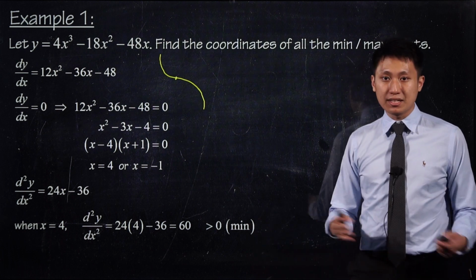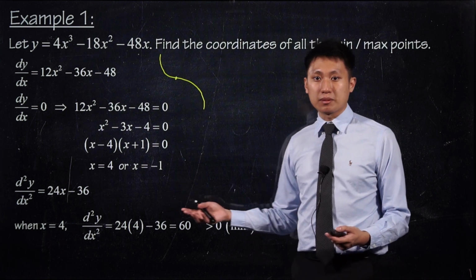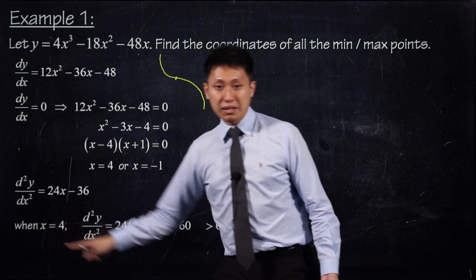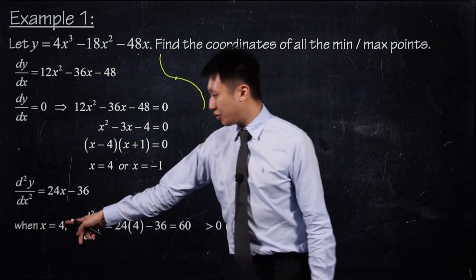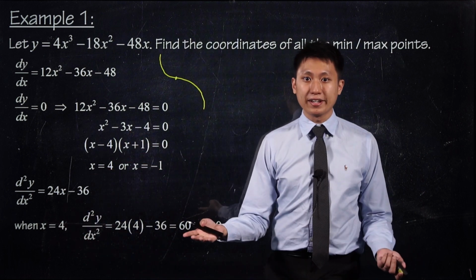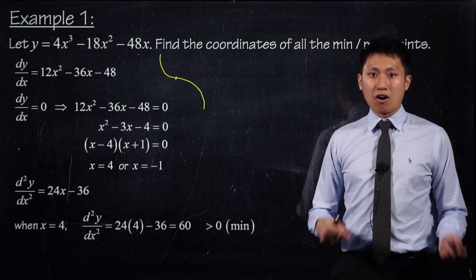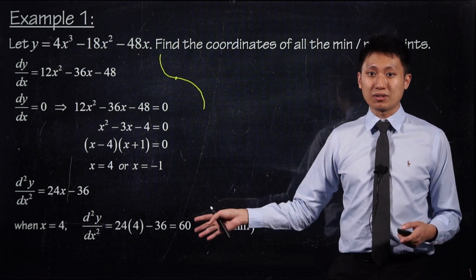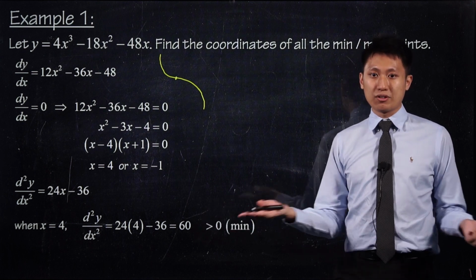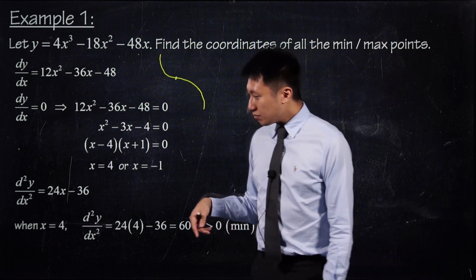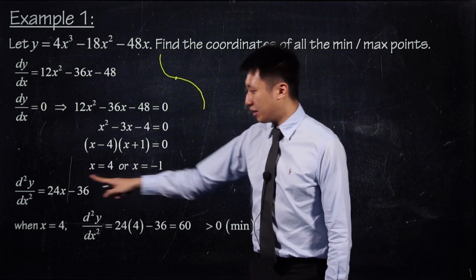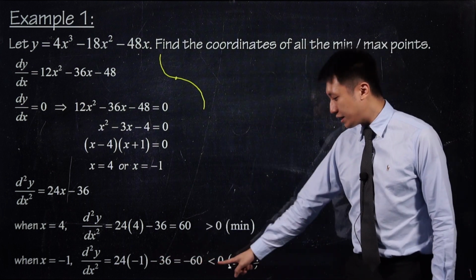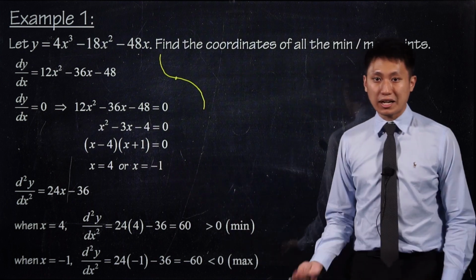Bigger than 0 is minimum. Less than 0 is maximum. If this one is a minimum, it tells you that this is a minimum point, and then you can say that x equals 4 is a turning point already. Normally your teacher won't be so rigorous about this, but I'm just telling you so that you know more. Next, you have to sub x equal -1 into here. Then you get 960, which is less than 0. Hence, this point is a maximum point.